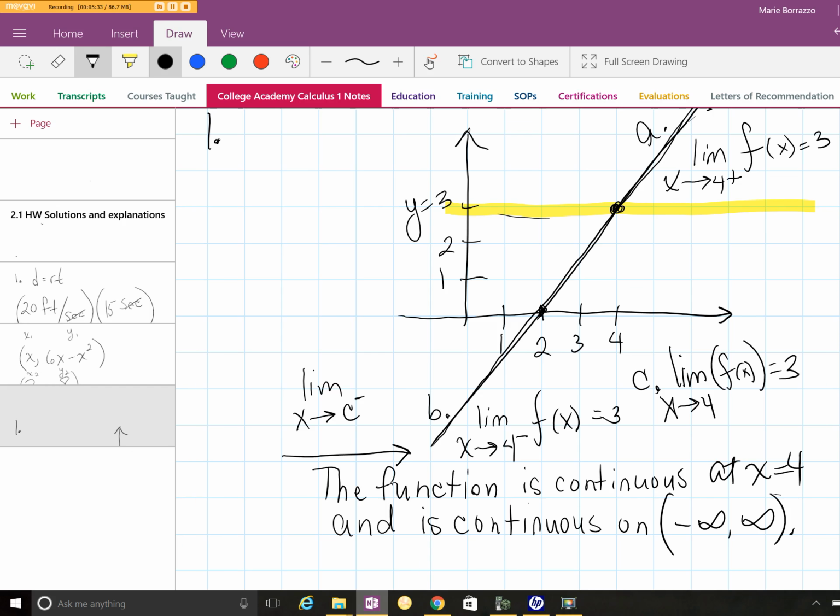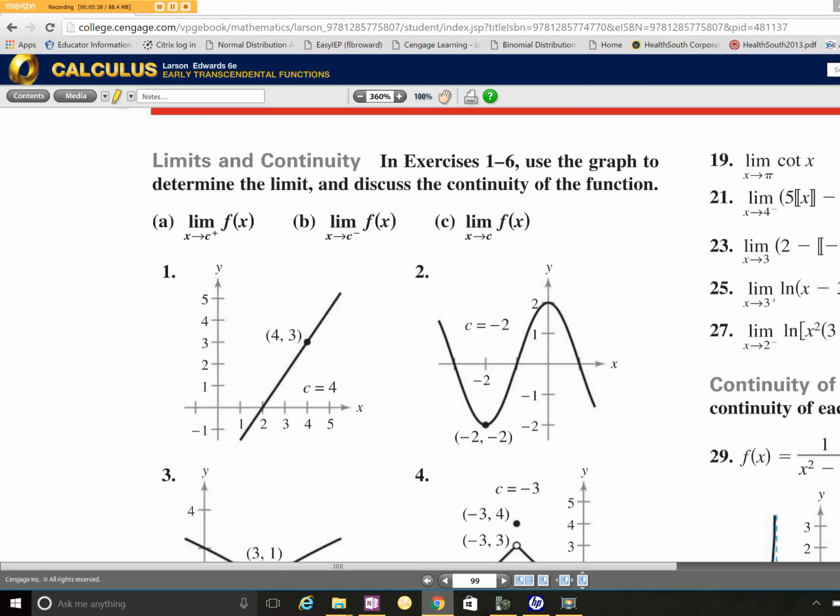Okay, so let's look at question number 2. Let's go back to the book. Alright, so there's question number 2. And so you notice in question number 2, we're going to answer the same 3 questions here. We're going to look at it as x approaches c from the right side, as x approaches c from the left side, and as x approaches c regardless. So we're looking at the value of -2, so c equal to -2 specifically.